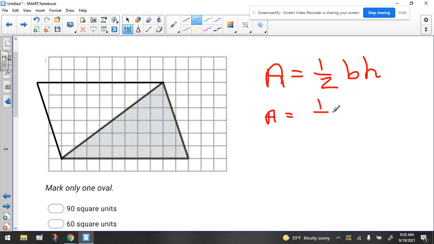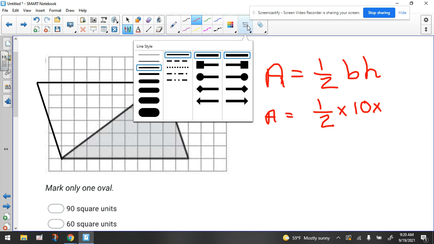We know we're going to be taking half, so let's count the base. The base would be this line right here, and we count 1, 2, 3, 4, 5, 6, 7, 8, 9, 10. The base is 10. Now, the thing that a lot of students always forget, the height has to be perpendicular to the base. Let me say that again. The height has to be perpendicular to the base.